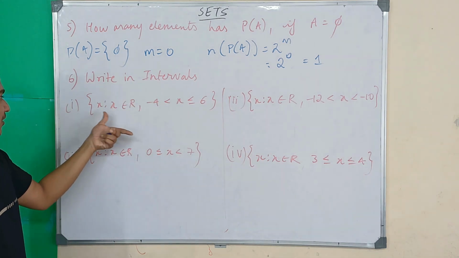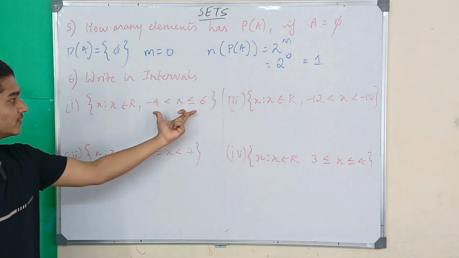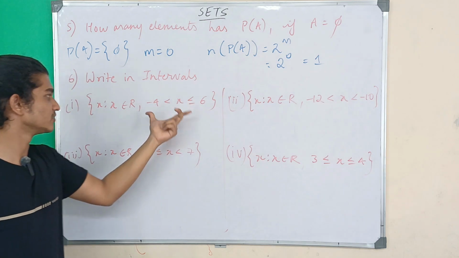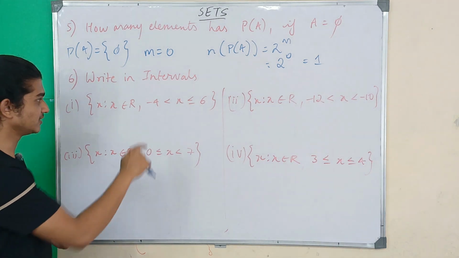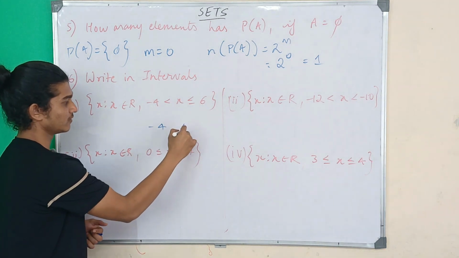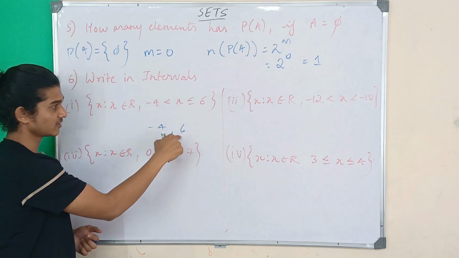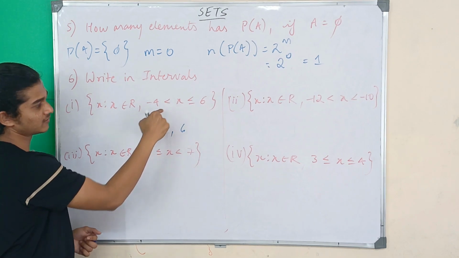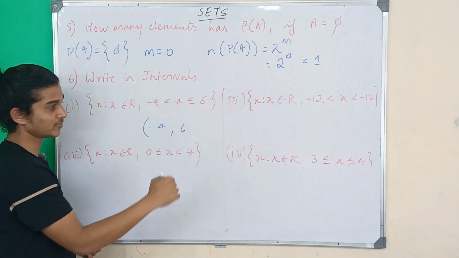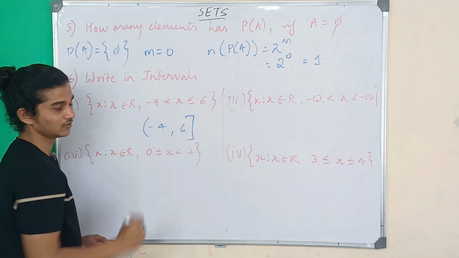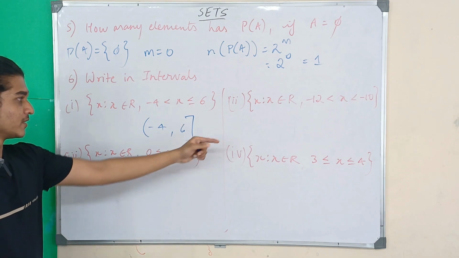So we have this set of all x, where x belongs to real numbers and x lies in this range. The easy way of solving this is to write the two numbers in the range. If the equal to sign is not there, use the round bracket, and if the equal to sign is there, use the square bracket. That's all.